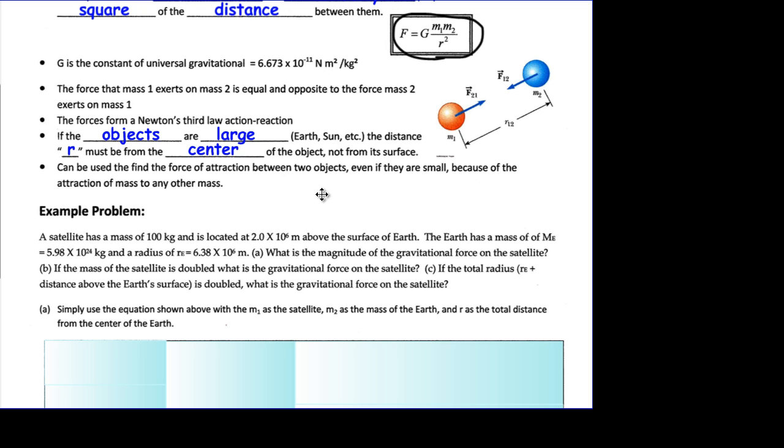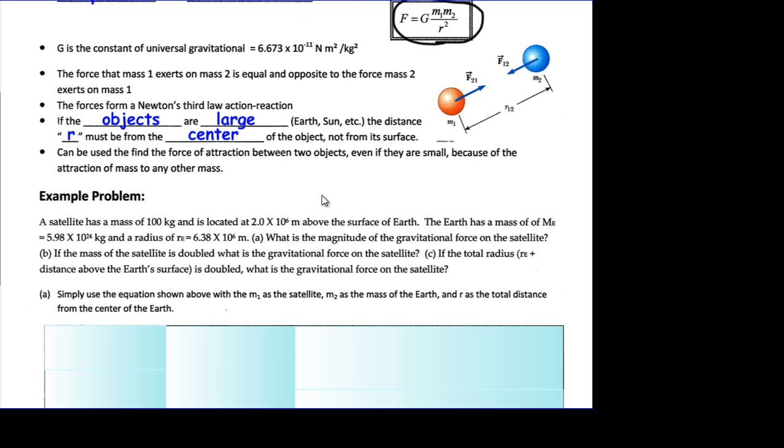Or if you're on the moon, it would be the center of the moon. If objects are really small, then you can ignore their size and measure to the center of the object. And then the last one, it says, can be used to find the force of attraction between two objects, even if they're small, because of the attraction of mass to any other mass.